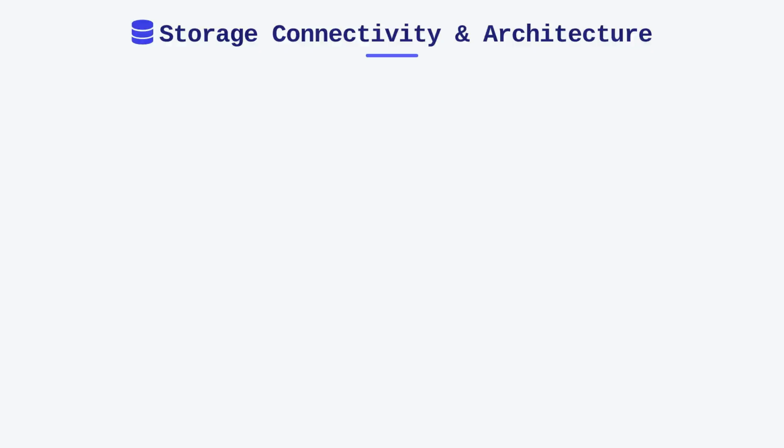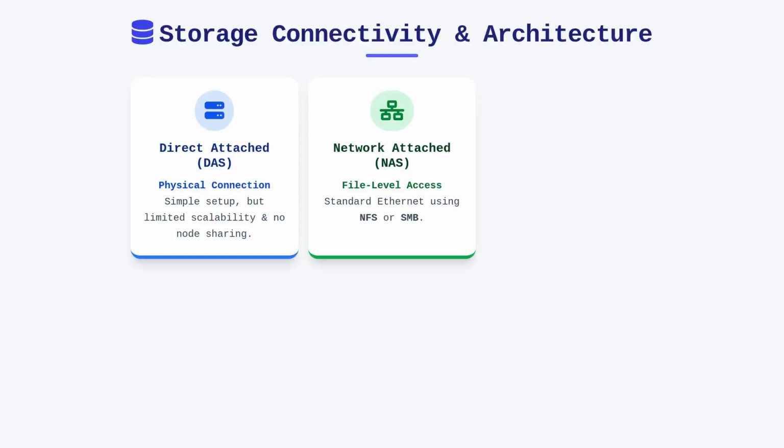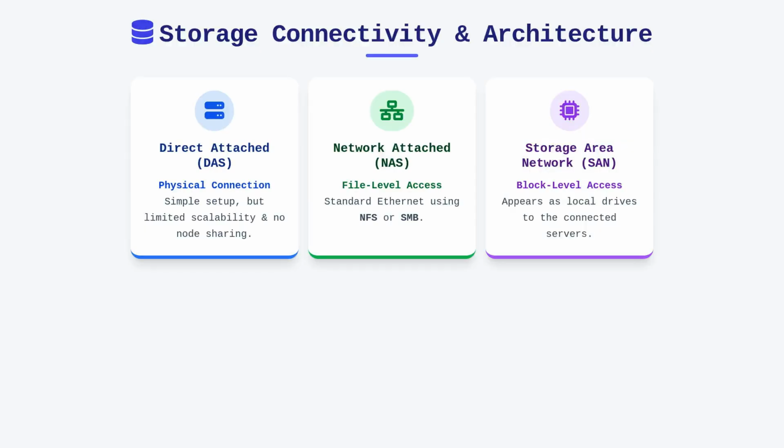Storage connectivity and architecture dictate how your servers interact with their data silos, moving from simple direct attached storage to more complex networked environments. Direct attached storage is physically connected directly to the server, which is simple to configure but limits scalability and sharing capabilities between different server nodes. Network attached storage operates at the file level over standard Ethernet, allowing multiple clients to access shared files using protocols like NFS or SMB, while storage area networks function at the block level, appearing as local drives to the connected servers.